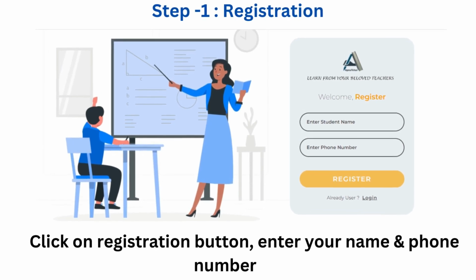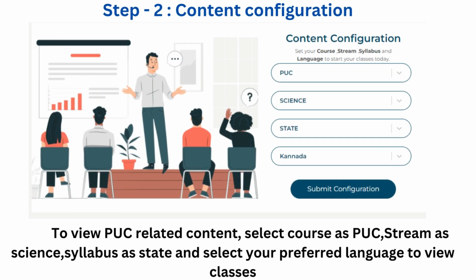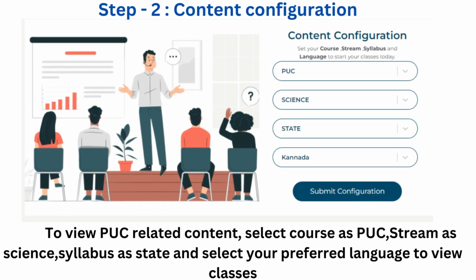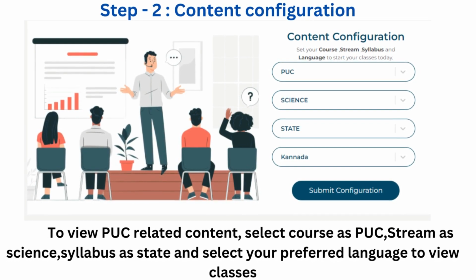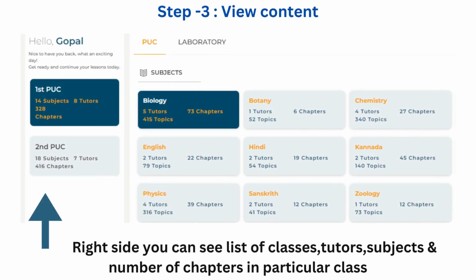Step 1. Registration. To register, enter your name and phone number. Step 2. Content configuration. To view PUC-related content, select course as PUC, stream as science, syllabus as state, and select your preferred language to view classes.